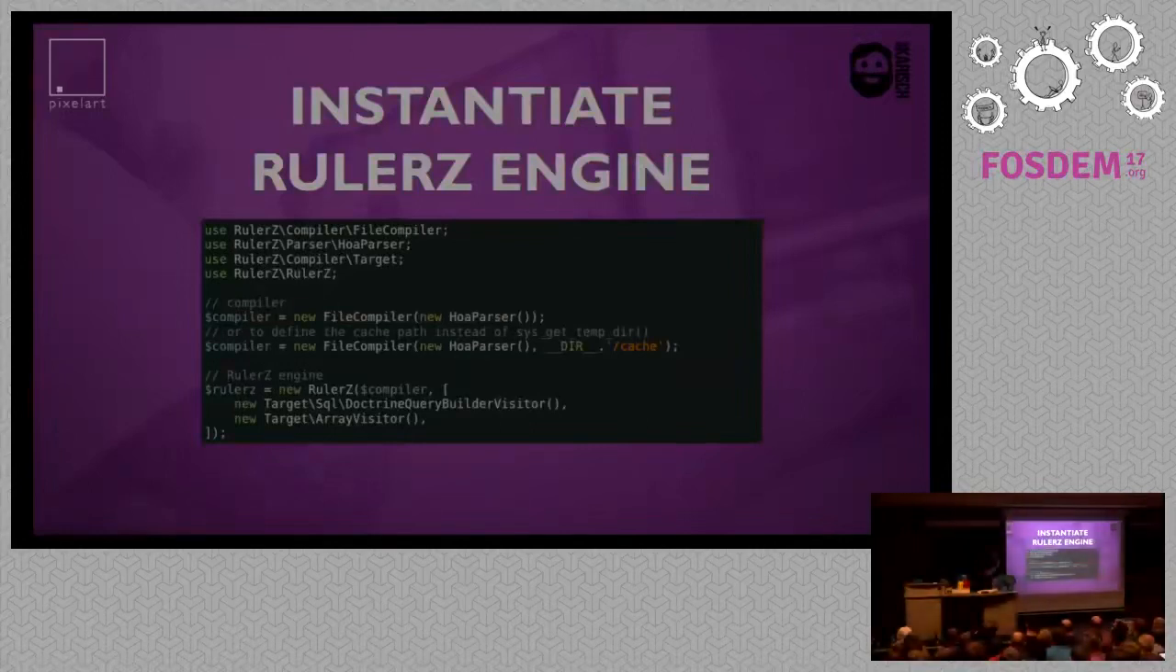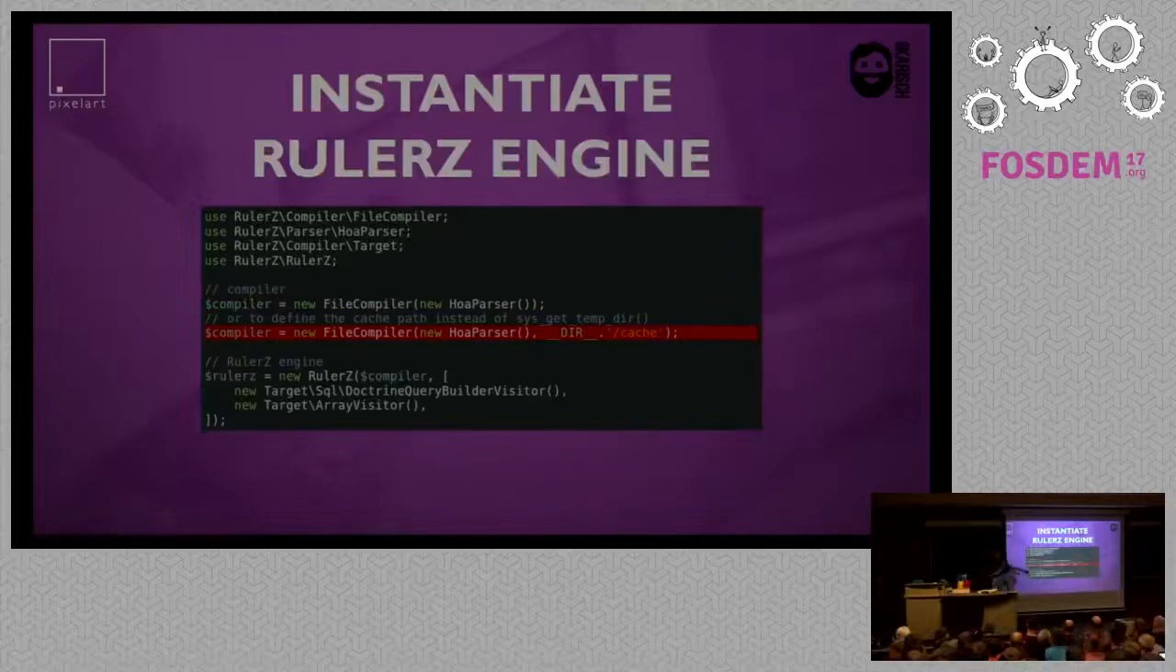So first, let's instantiate a Rulerz engine. We need a compiler because somehow it has to parse our business rule. This is the compiler. It doesn't matter what you use. You can use only the eval compiler at this time, or you can preferably define your cache tier. You need to clear it after deployments or if you have changed the business rules. And then we create a new Rulerz with the compiler. Say we want to support Doctrine query builders and we want to support an array visitor. We will see later what the difference is between these two.